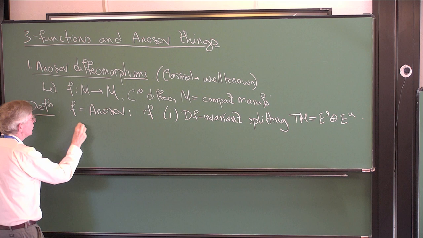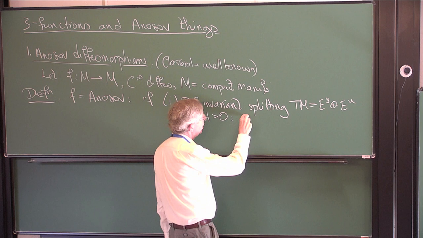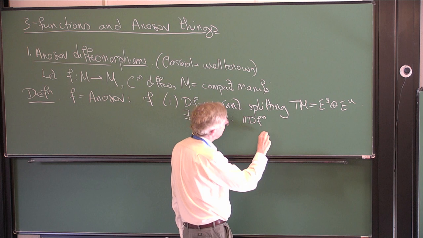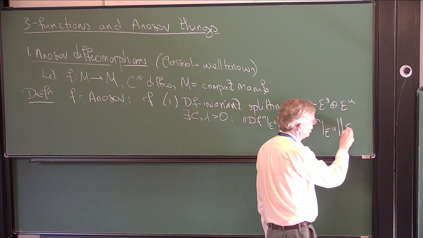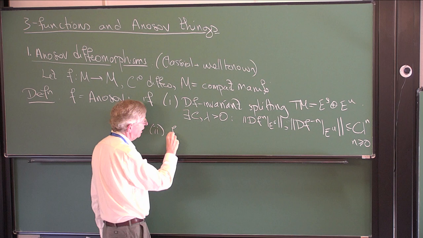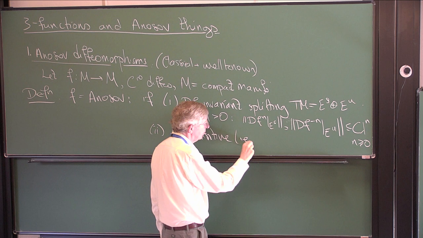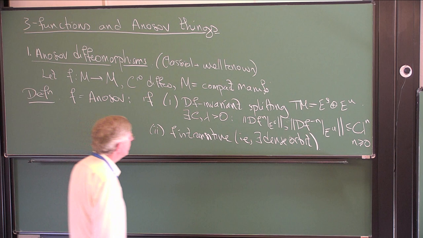And moreover, there are some constants over here, maybe C and lambda, which are positive, with the property that in the stable direction it contracts, and in the unstable direction it doesn't. So DF to the n restricted to E stable, and in the opposite direction DF to the minus n on E unstable, is going to go down like C lambda to the n, for n greater than or equal to zero. So the reason I put a 1 here is because the second assumption is going to be that F is transitive. Is lambda maybe less than 1? Lambda is indeed going to be smaller than 1. Thank you very much.